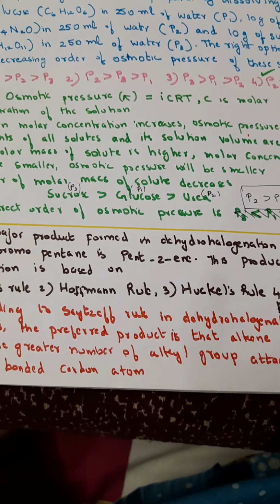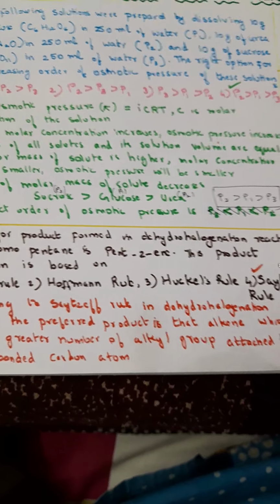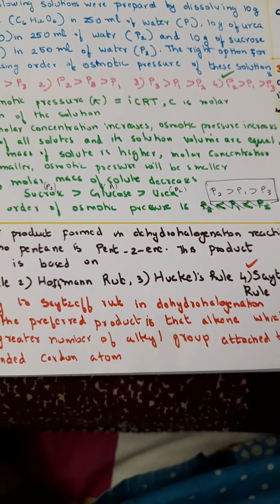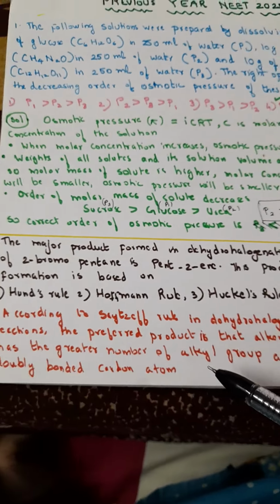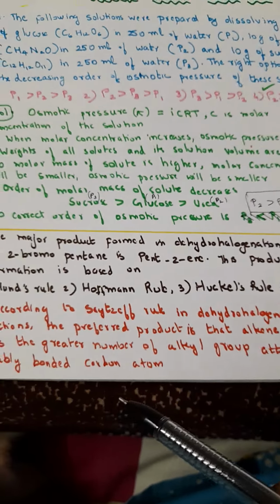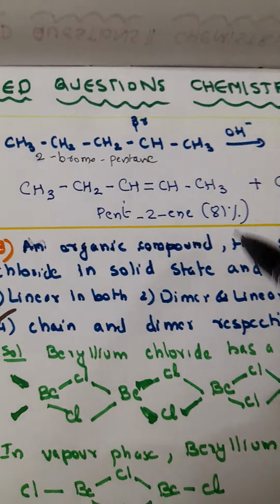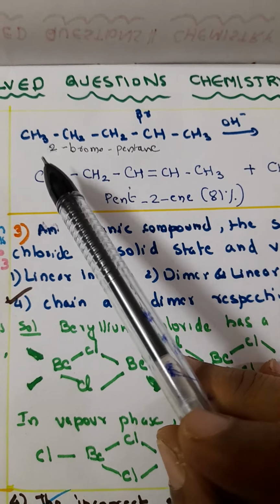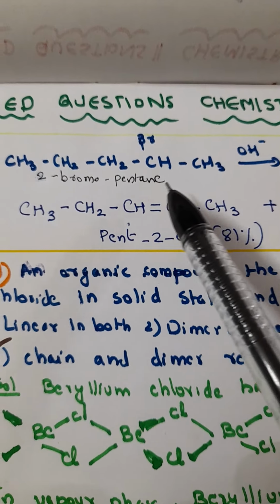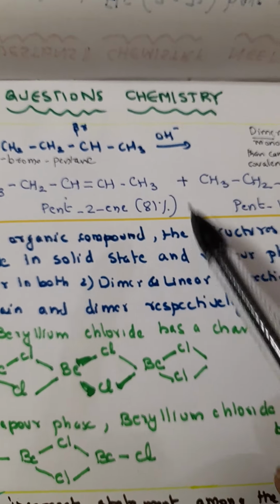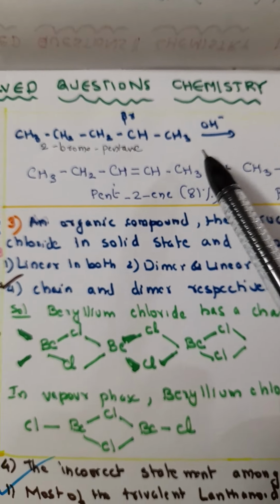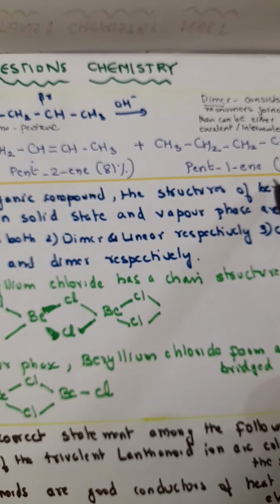So the preference is given to that alkene which has got the greater number of alkyl groups attached to the doubly bonded carbon atoms. So let us look here. See, this is 2-bromopentane, CH3, CH2, CH2, CHBr, CH3. It undergoes a dehydrohalogenation reaction. We get two products, product 1 and product 2.